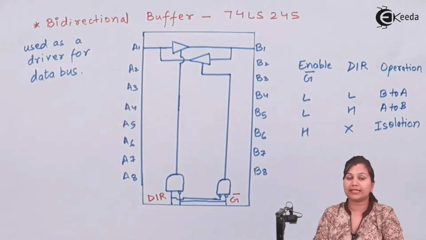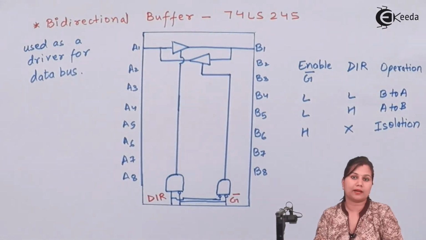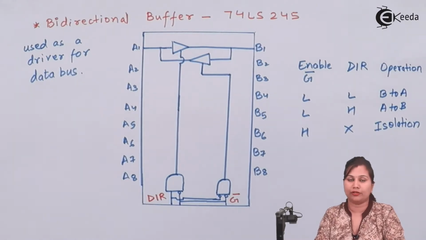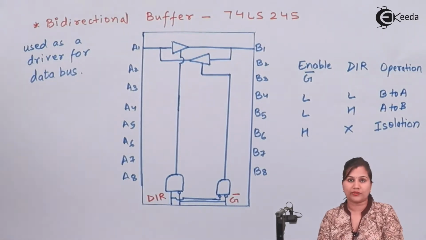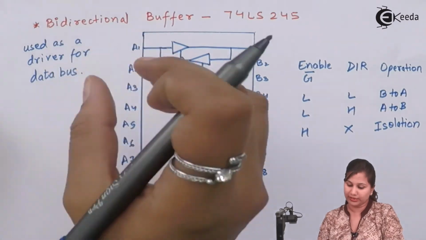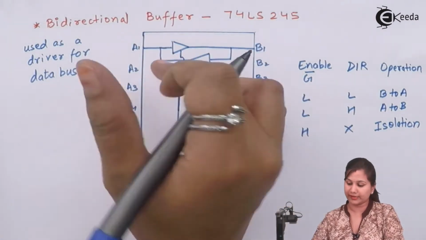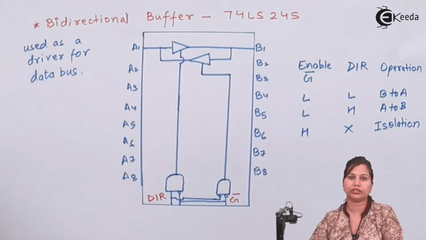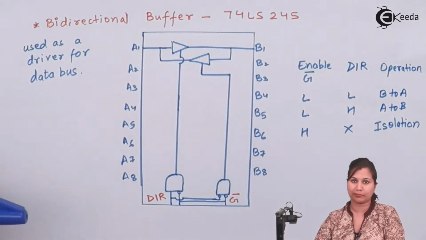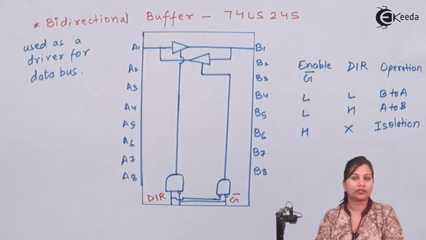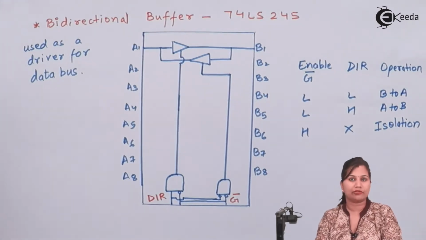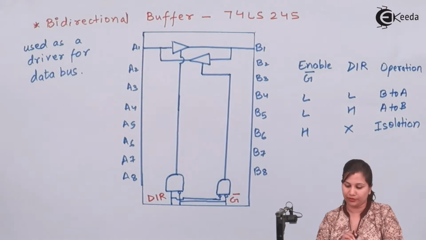because we know that in the microprocessor the address bus is unidirectional and the data bus is bidirectional. So the data is transferred in both the directions. So this bidirectional buffer 74LS245 can be used as a driver for the data bus, because the data bus is bidirectional, and that octal buffer which we studied earlier, 74LS244, is used as a driver for the address bus because it is unidirectional.